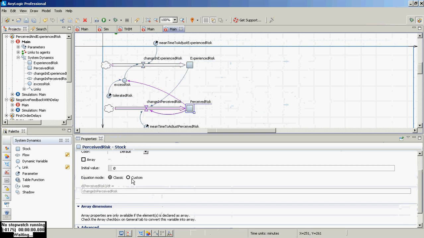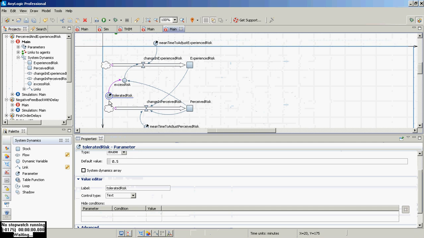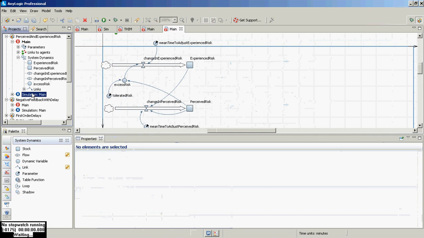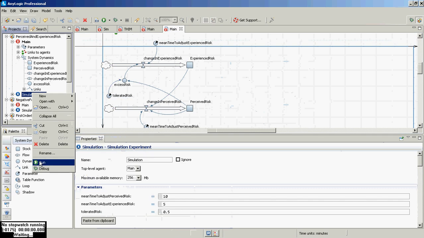The initial value for experience risk is 1. And the initial value for perceived risk is 0. And the tolerated risk is 0.5. Okay? So what's going to happen when I run this model? Anyone want to surmise? Anyone want to guess?